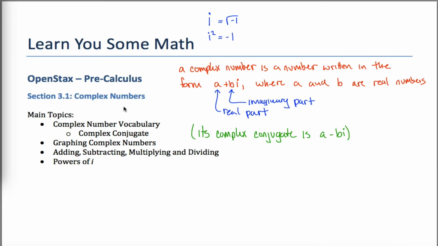Okay, here is the condensed version of section 3.1 from OpenStax PreCalculus. In this section, we talk about complex numbers. What is a complex number?